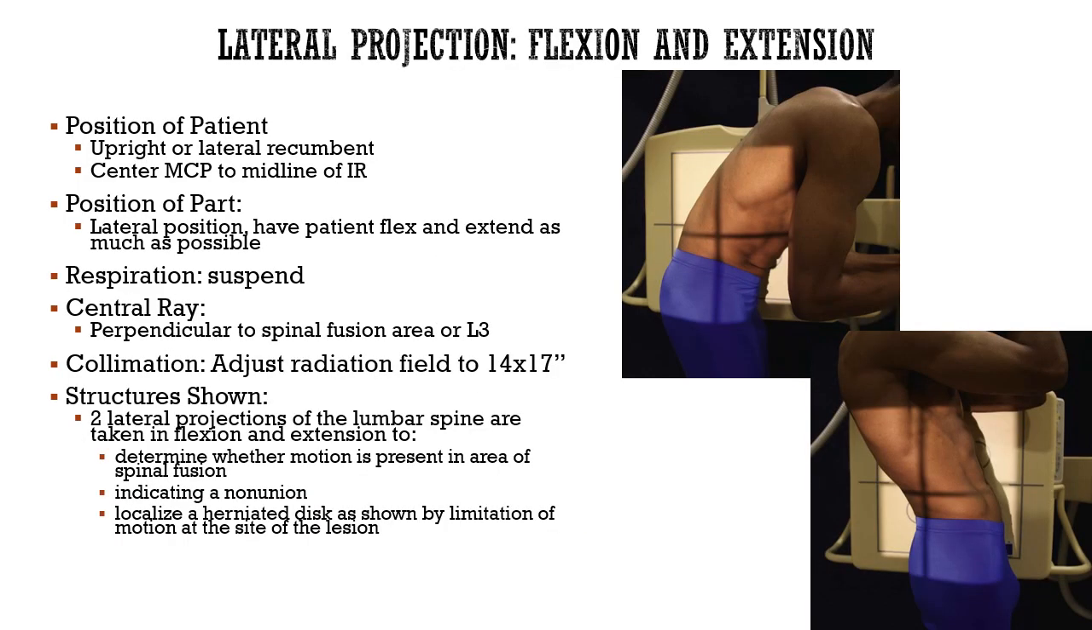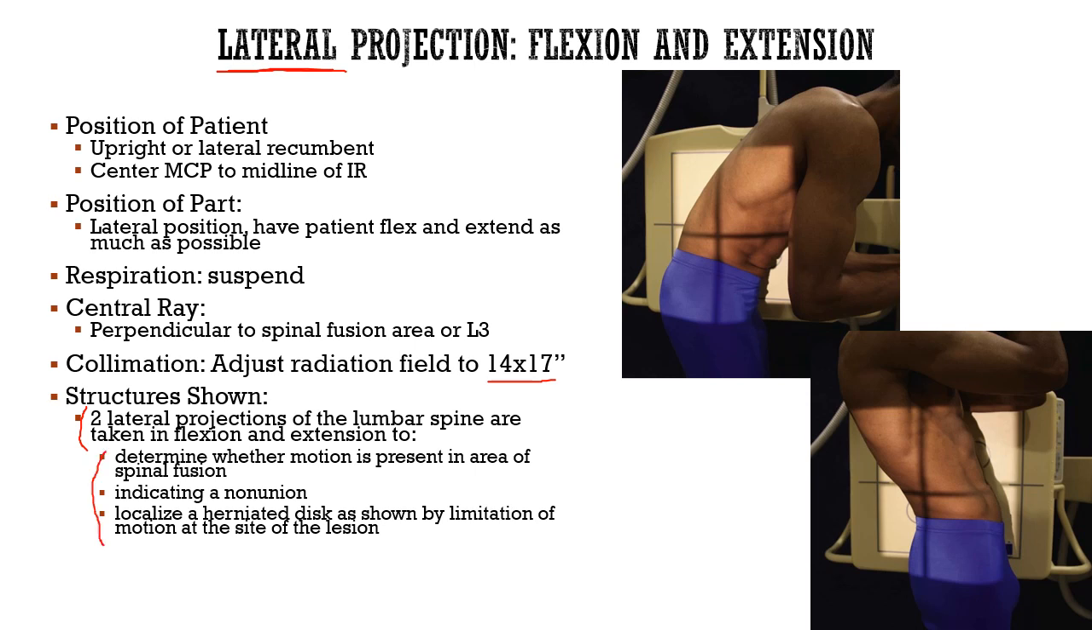Flexion extension views, just like the cervical spine, are performed in lateral projections. That's how you're going to do your flexion extensions. So the first image at the top is going to be the flexion, and then the one at the bottom is extension. We're going to have the patient flex and extend as much as possible, whatever is reasonable, suspend respiration, and we're going to be perpendicular to the spinal fusion area or to L3, adjusting the radiation field to 14 by 17. You're going to have two lateral projections, and for three reasons.